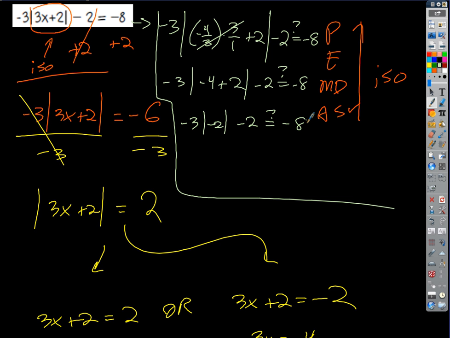What's the absolute value of -2? Positive 2. What's 3 times -2? So all that stuff becomes -6. Is -6 minus 2 equal to -8? Yeah. It is. Check. So it worked. Right? Does that make sense?